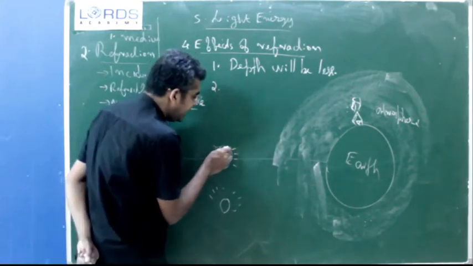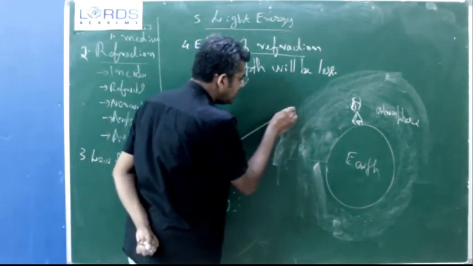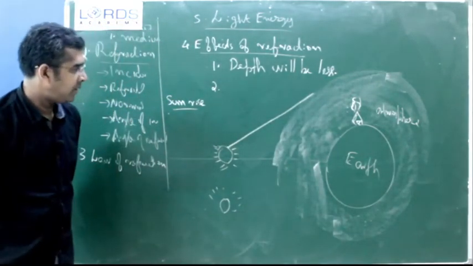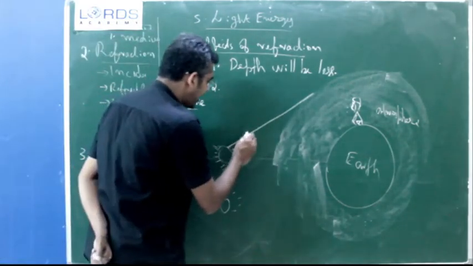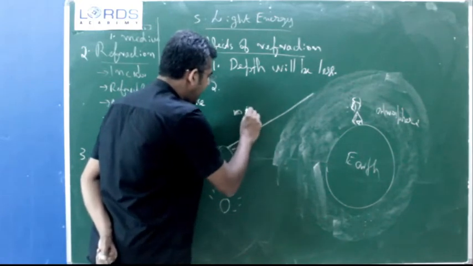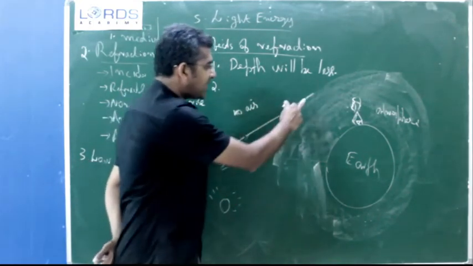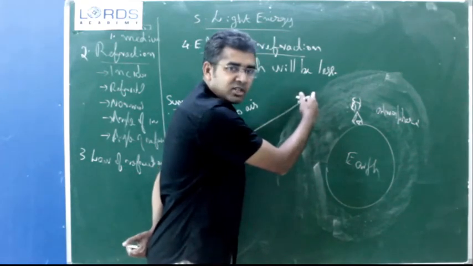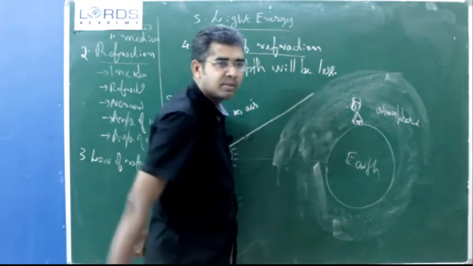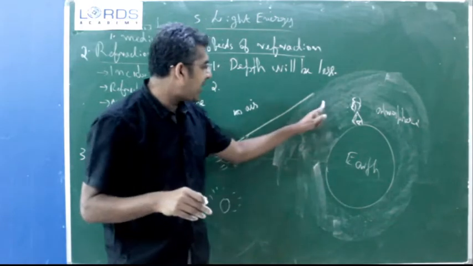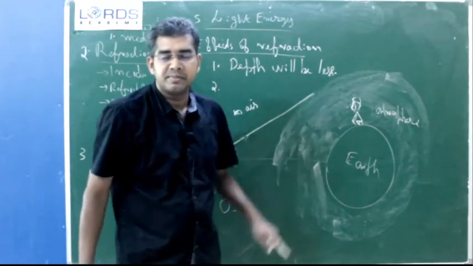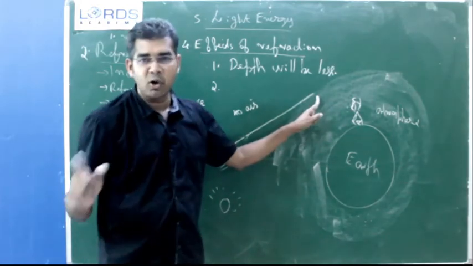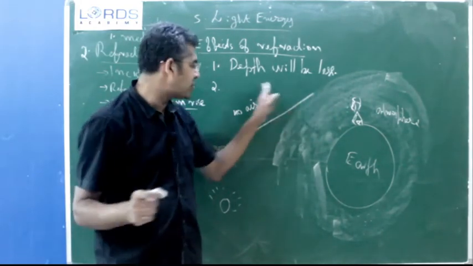Sunlight is coming through vacuum. Here there is no air. Now it is entering into the atmosphere. Is the atmosphere denser or rarer compared to vacuum?